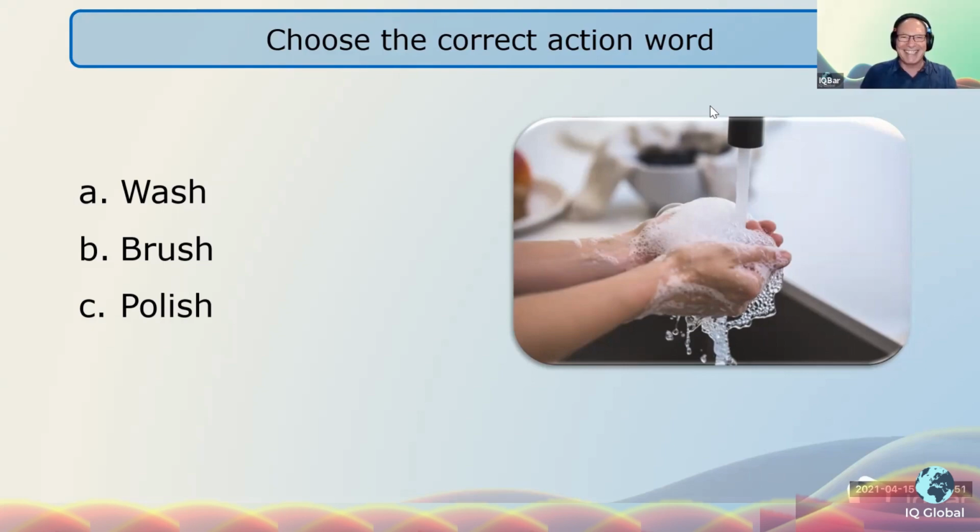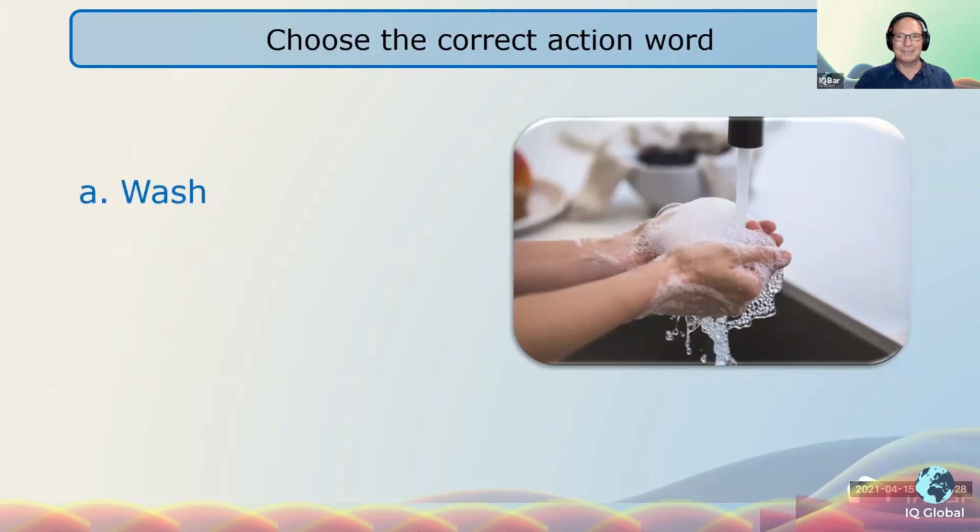That's good. Choose the correct action word. Wash, brush, or polish. And 100% of everybody that is on this webinar said it is wash. Fantastic. Well done. That is completely right. It is. So if we put that into a sentence, we would say, wash your hands. Brilliant. That was great. Okay.